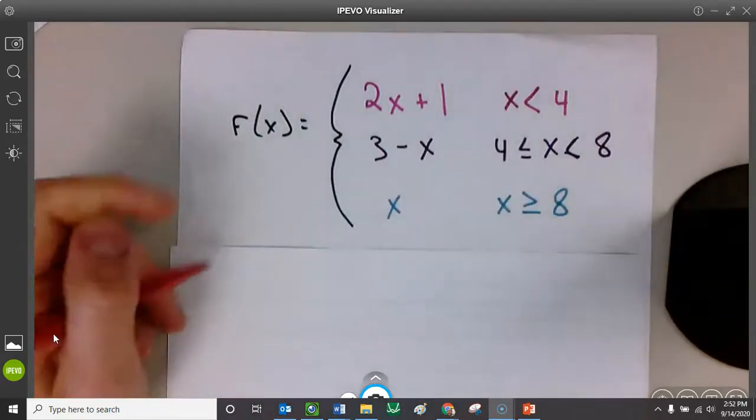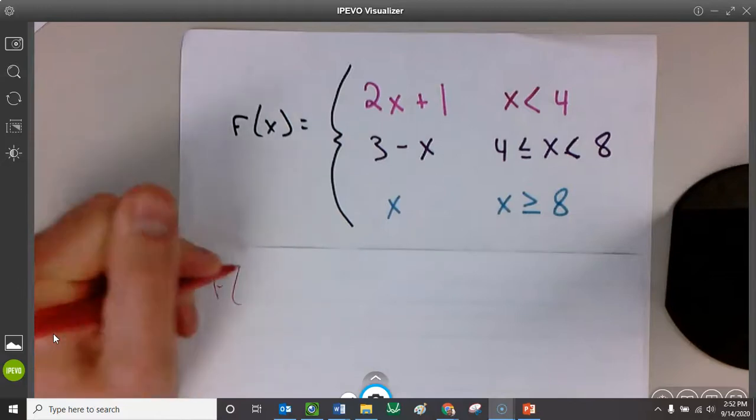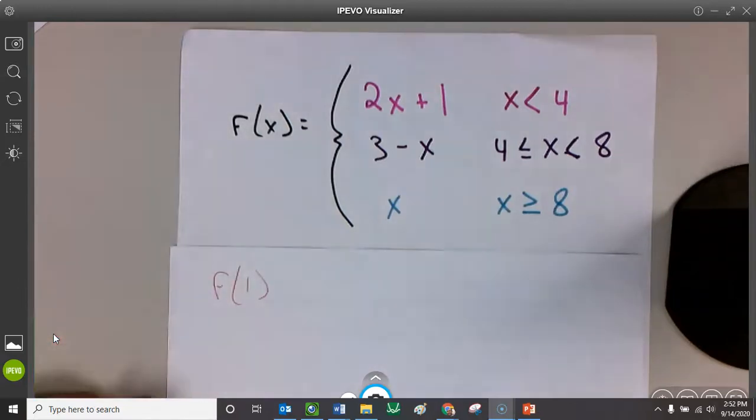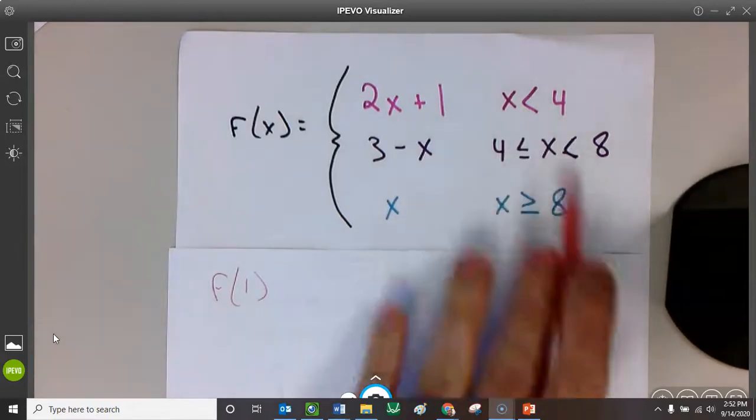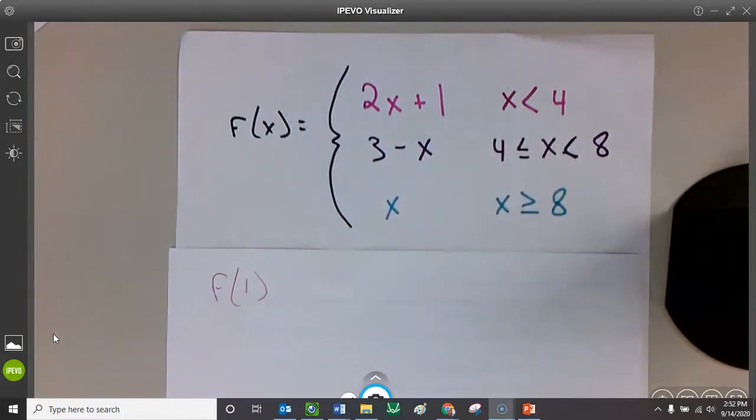If I asked you to evaluate f of 1, okay, the first thing we have to decide, remember, f of 1 means plug in 1, but we run into an issue here. Where do I plug it in? I have 3 different equations. A piecewise function is made up of pieces. Which one should I use? Okay, well, we look at the intervals. The intervals will tell us which one. Where does it belong? What bin does it go in? What equation should I use?